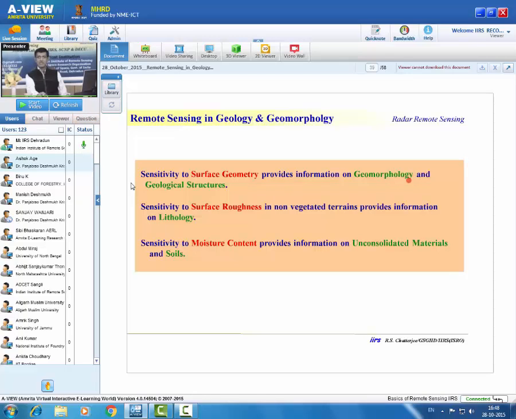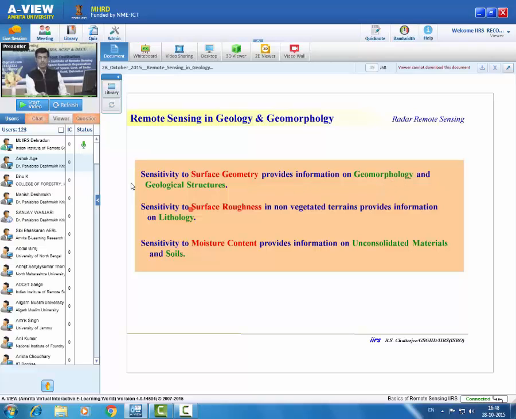Because geomorphology is nothing but the information about the topographic variation of the different elements. So it is even a little more than that. And geological structures, many of the geological structures are expressed as topographic variation. So based on this sensitivity to surface geometry, geological structure and geomorphology can be interpreted very nicely, much better than the optical image.